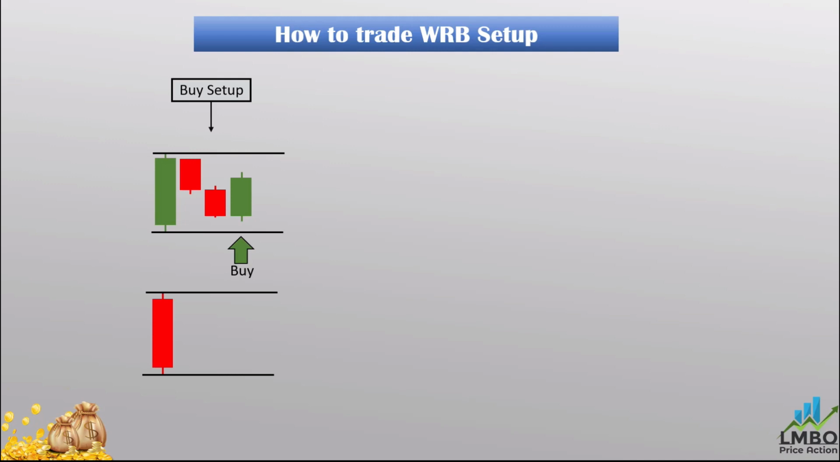So, a wide range candle, and then maybe you will find a green candle and then a red candle. After that you need to buy. So we have only two setups for the buy in the WRB system. And let's see how we will sell setup.